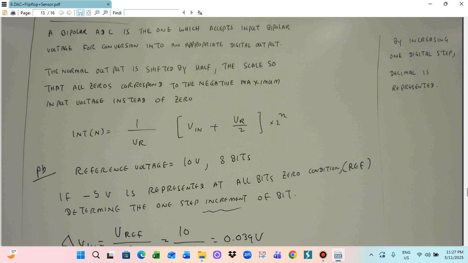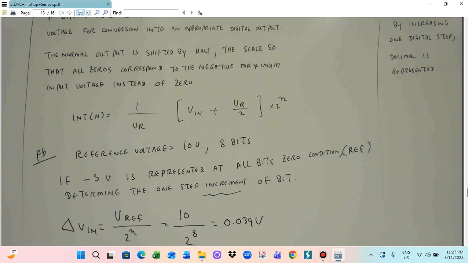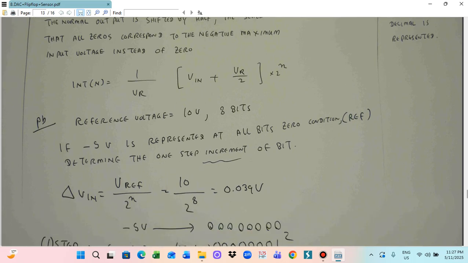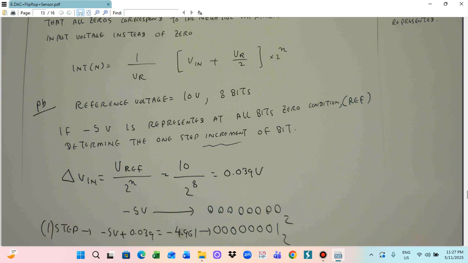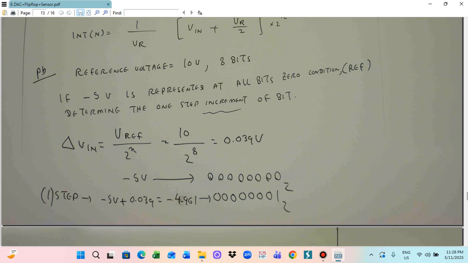So the INT, the integer power of the voltage, can be calculated as INT equal to 1 by VR multiplied by Vn plus VR by 2, multiplied by 2 power n. In this case, our reference voltage is 10 volt, 8 bit. If minus 5 volt is represented at the all zero condition, determine the one step increment of it. So the step Vn equals V reference by 2 power n, so 10 divided by 2 power 8, which is 0.0394.